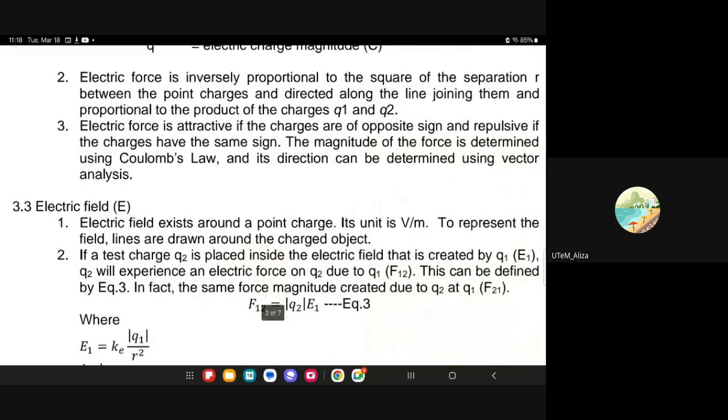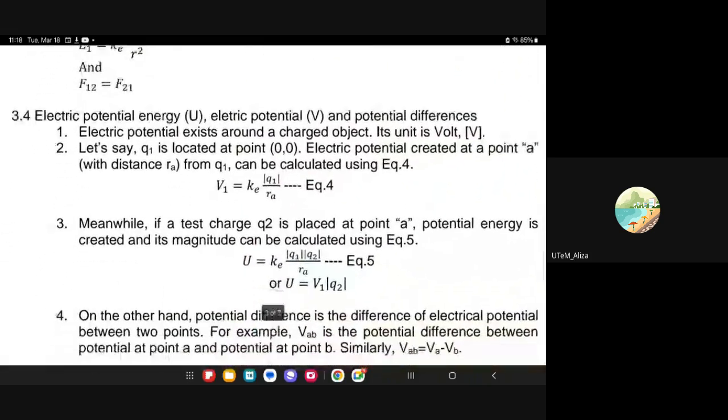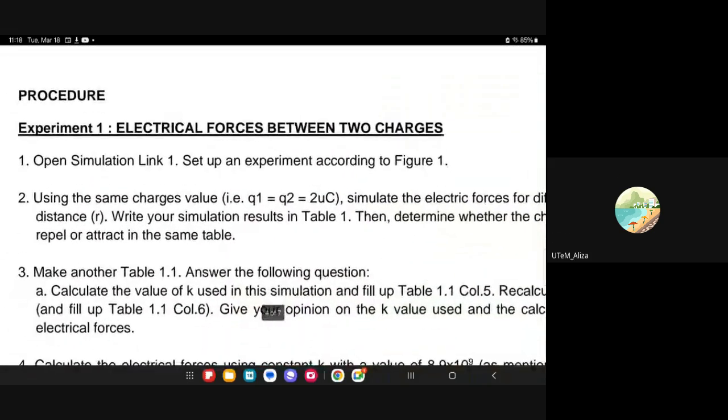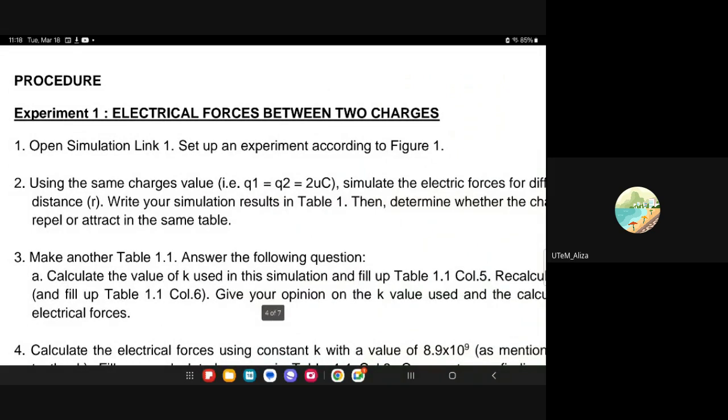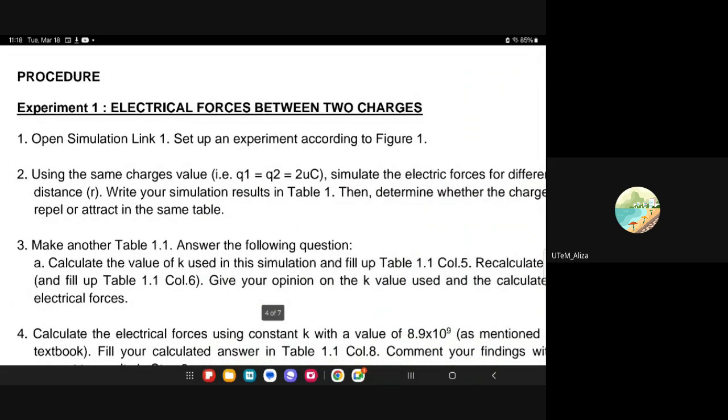Okay, so this is the electrical field. The electrical field will be used in the second portion. I'm going to go to the first portion first, which is to calculate electrical force. So experiment 1, procedure: to determine electrical forces between two charges. You have two charges and you want to calculate the electrical force that exists between them.